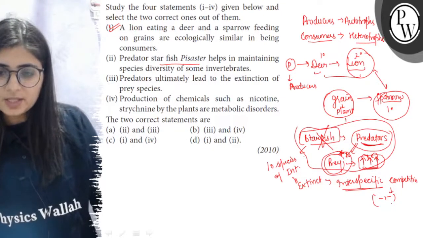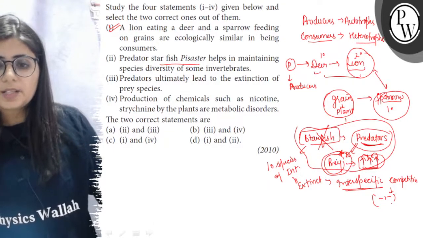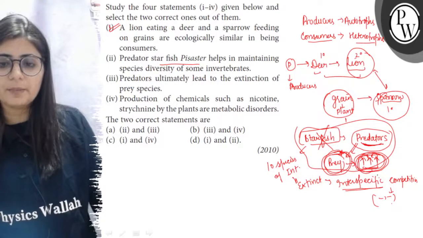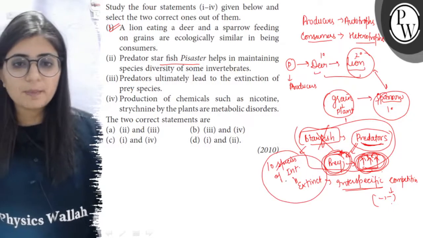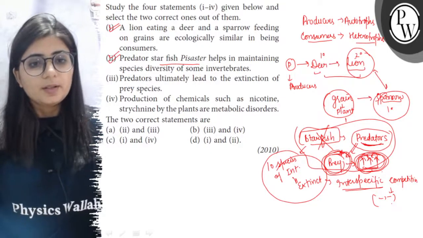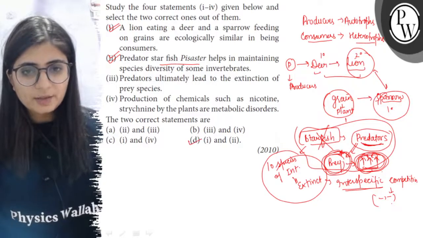So it was seen that after removing the starfish from its habitat, its prey population increased several fold, and a competition started among them. And due to this competition, 10 species of invertebrates became extinct. So it is true. Now 1 and 2 are true. So the right answer will be option D.